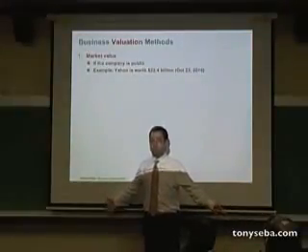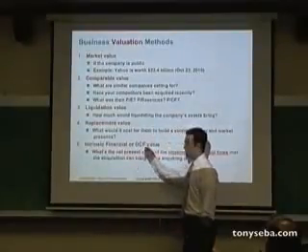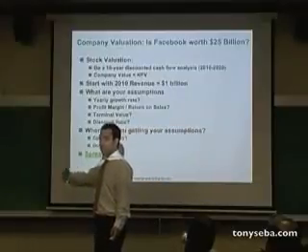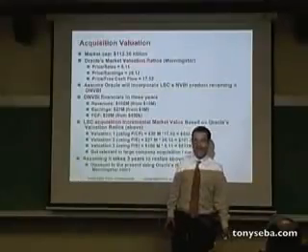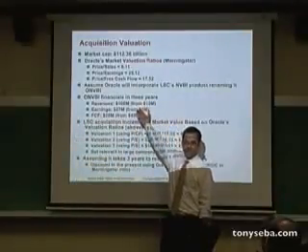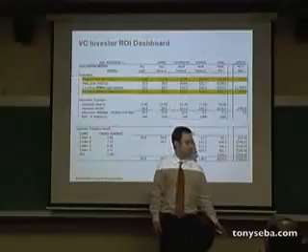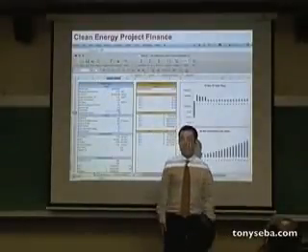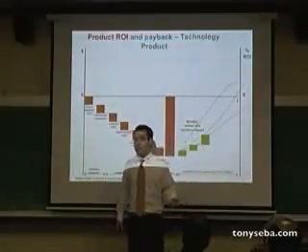Business valuation, again: comparable value, liquidation value, replacement value, and of course, discounted cash flow value. So we did the exercise: is Facebook worth $25 billion? And the answer was? And then we put this whole thing together, again, for an acquisition valuation. We used ratios, we used discounted cash flow. Basically, we put many of these tools together to do acquisition valuation, venture valuation from the VC point of view, clean energy project finance. We have the guest speaker as well as our own. And today we did product ROI.